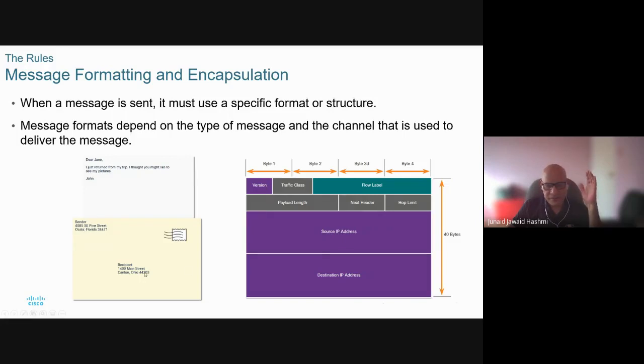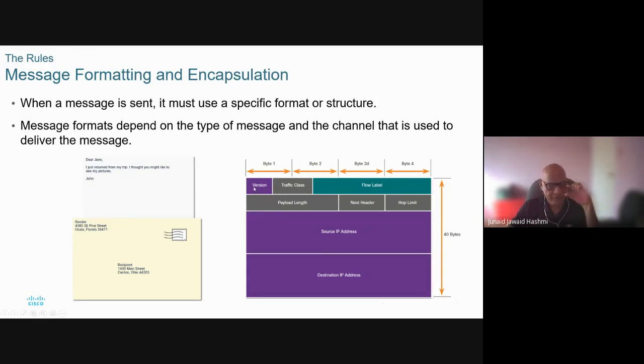If you reverse it, what is going to happen? The recipient will become the sender, and the sender will become the recipient, and your message or envelope will not be delivered properly. So in the same way, on a network, the format is important.